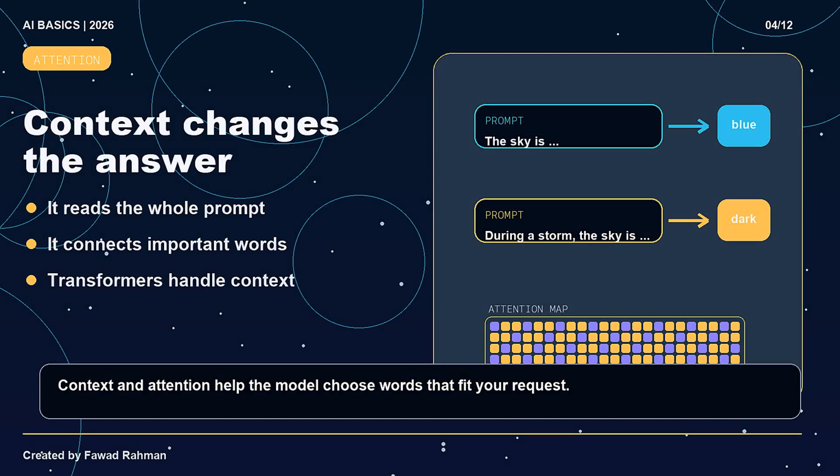If you write, the sky is, the answer may be blue. But if you write, during a storm, the sky is, the answer may become dark or gray. Modern LLMs use transformer architecture, especially attention, to connect the important words in your prompt. This helps the model understand what you mean inside the current conversation.